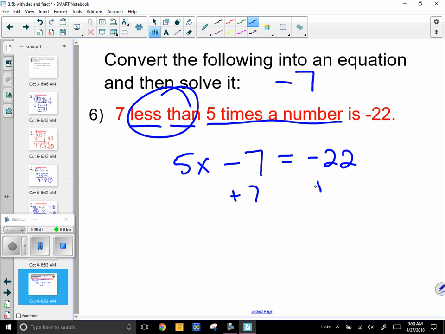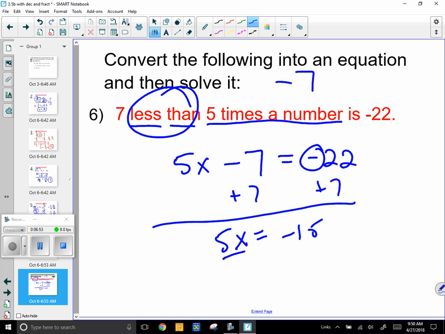Add 7 and negative 15. Remember to subtract these. Bigger one's negative. Divide by 5. Negative divided by positive is a negative. Final answer is negative 3.